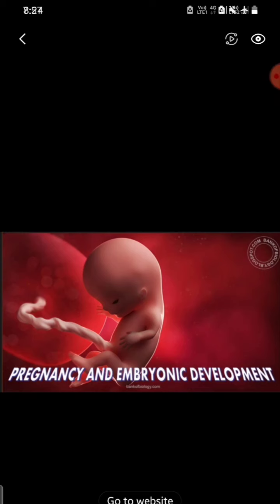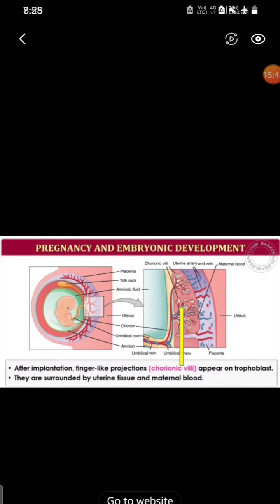So implantation is nothing but when the blastocyst gets embedded in the uterine wall, or you can say endometrium. After implantation, finger-like projections, or the chorionic villi, appear on the trophoblast. The trophoblast is the outer layer.